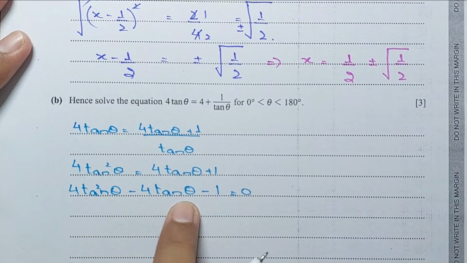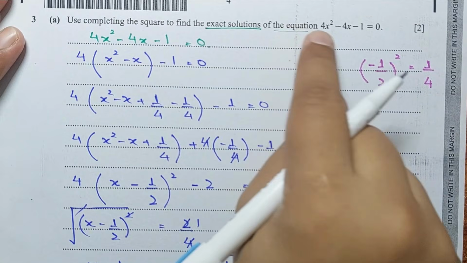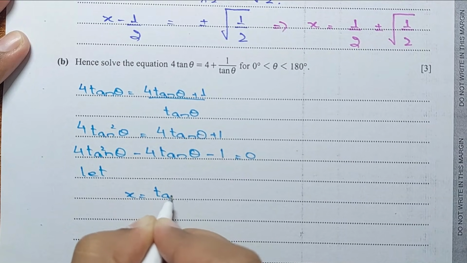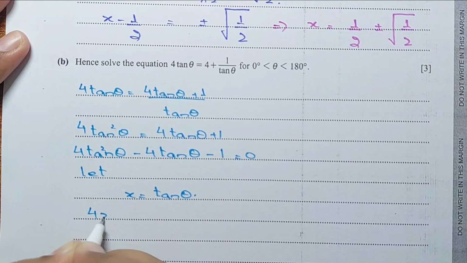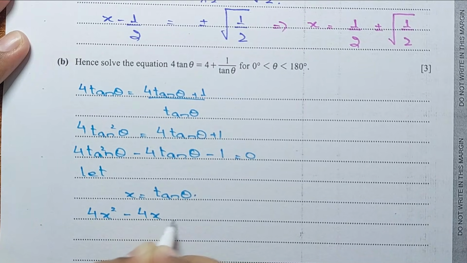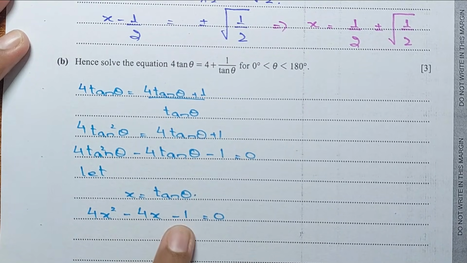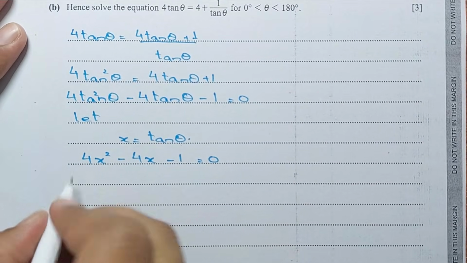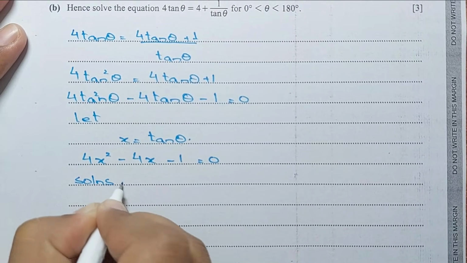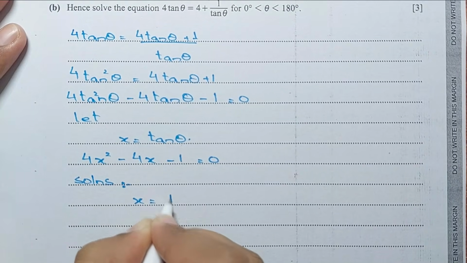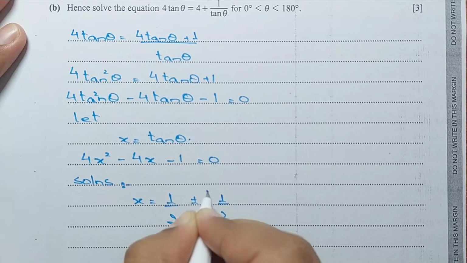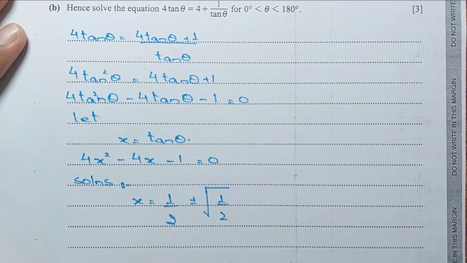4 tan squared minus 4 tan minus 1. So this is like 4x squared minus 4x minus 1. We can say let x equal tan theta. If x is tan theta, then we have 4x squared minus 4x minus 1 equals 0. So this equation looks exactly like this one, and we have the solutions for this, right? So its solutions are x equals 1/2 plus minus root 1/2. So these are the two solutions.